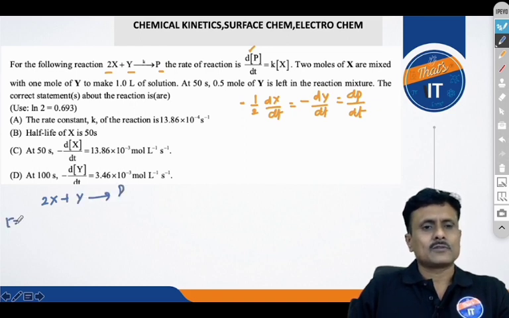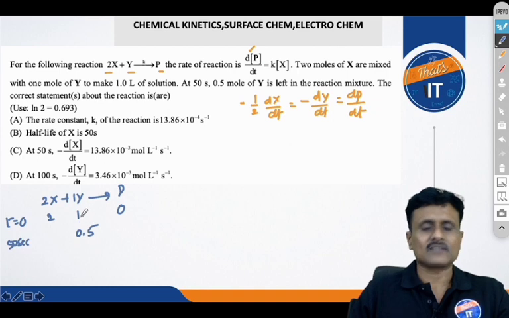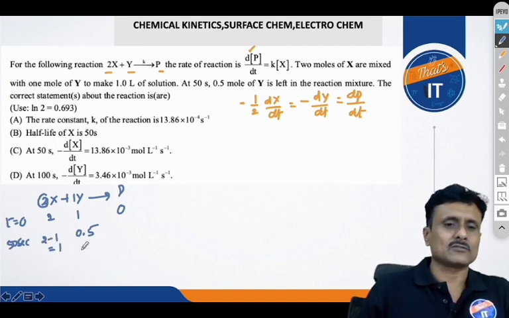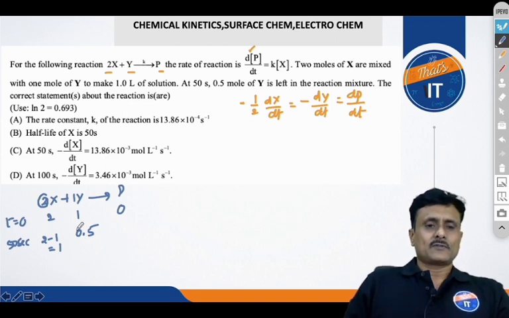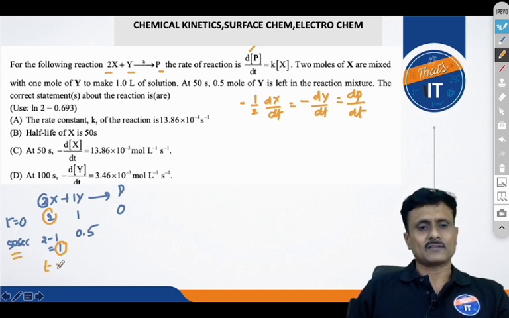At t equal to 0, the concentration or the number of moles of X is given as how much? 2, and Y is given as 1. After 50 seconds, the 0.5 is left out. That means 0.5 might have reacted because 1 is the mole that you have taken. 0.5 is left out. 1 mole reacts with 2 moles. So for 0.5, 1 has reacted. So remaining is also equal to 1. The X remaining is also equal to 1. Therefore, we can make a statement here that for 2 moles of X, 1 mole of X remaining means the half-life period is equal to 50 seconds.